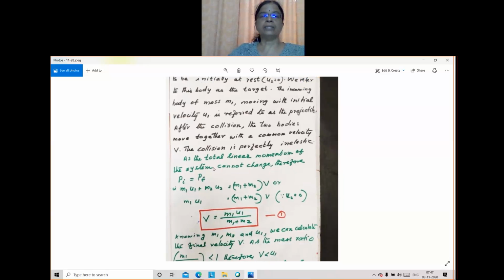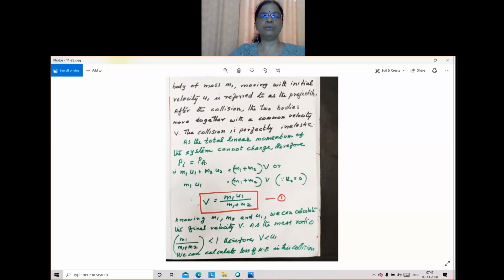As the total linear momentum of the system cannot change, momentum is conserved. We know in an elastic collision also momentum is conserved. So initial momentum will be equal to final momentum. What is the momentum before collision? m1 u1 plus m2 u2. That is equal to the final momentum. What is the final momentum? Both the bodies move together with a velocity v, so m1 plus m2 into v.